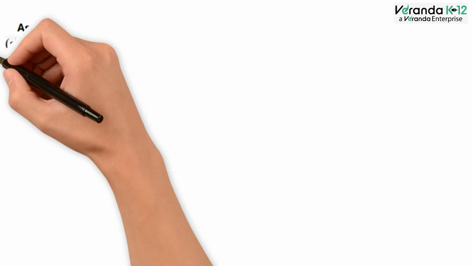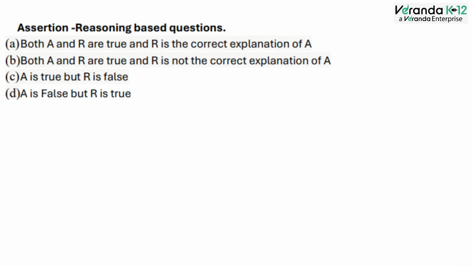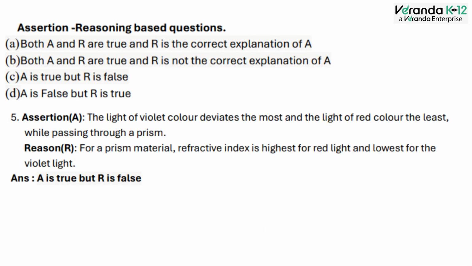Question number 5. Assertion: the light of violet color deviates the most and the light of red color the least while passing through a prism. The reason: for a prism material, refractive index is highest for red light and lowest for the violet light. So the correct answer is, assertion is true but reason is false. That is option C.